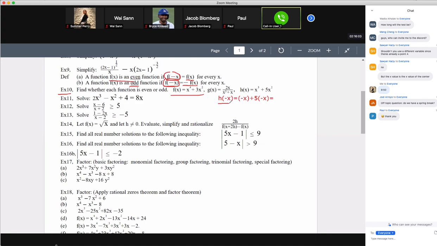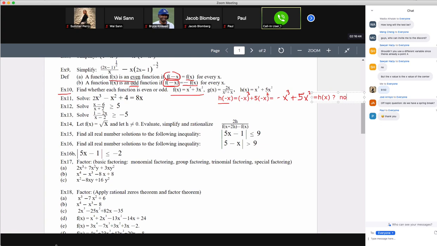So we evaluate h of minus x. h of minus x is equal to, replacing x with minus x, minus x cubed plus 5 times minus x squared. What is that? That will be minus x cubed, and then plus 5x squared. So we get this 5x squared. Now the question is, is this equal to h of x? Is it equal to h of x?